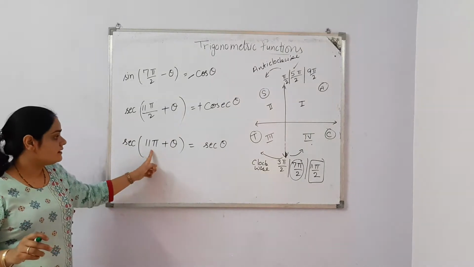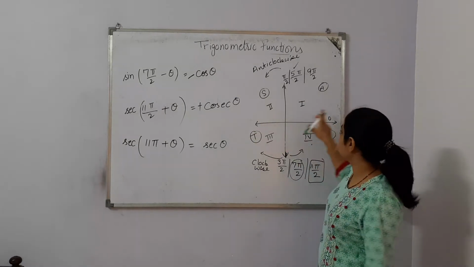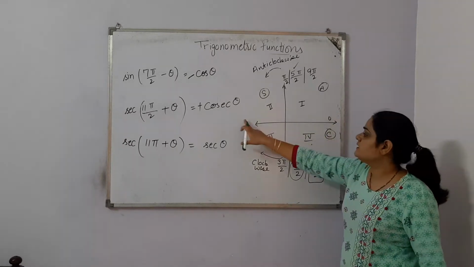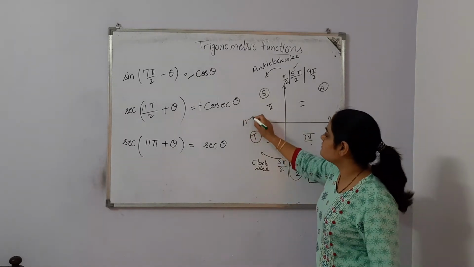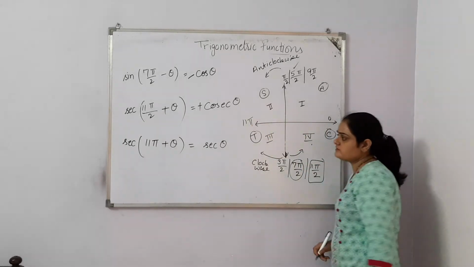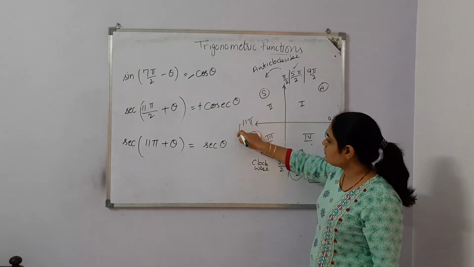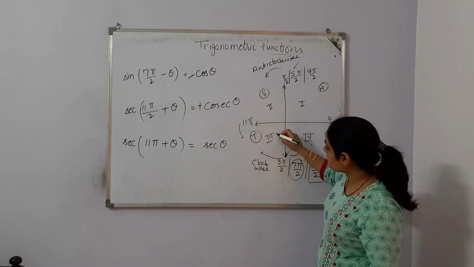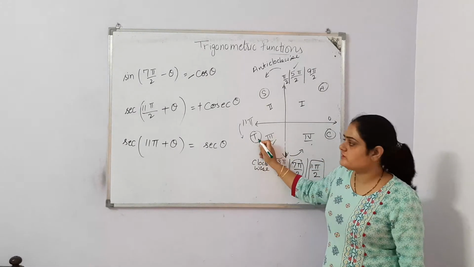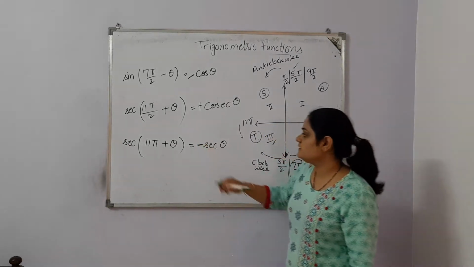What about the quadrant? Because 11 pi. This is 0, pi, 2 pi, 3 pi, 4 pi, 5 pi, 6 pi, 7 pi, 8 pi, 9 pi, 10 pi, 11 pi. Of course, 11 pi is coming here. So on up to 11 pi. 11 pi plus means anti-clockwise direction. Which quadrant? Third quadrant. And in the third quadrant, tangent and cotangent are positive. We need to check for secant. Secant is negative, so we'll write a negative sign.